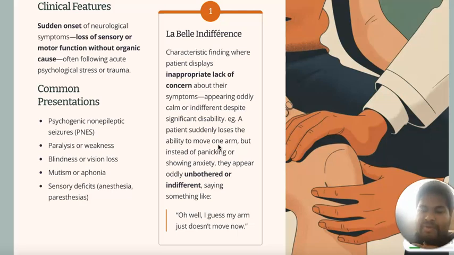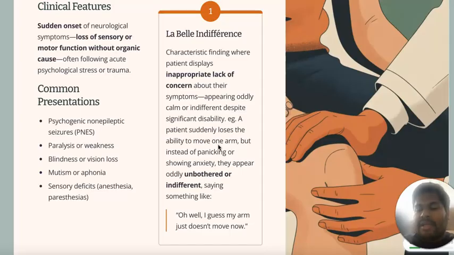Okay, so if the person with the conversion disorder here, the person will not be able to move one arm, but instead of panicking or showing anxiety, they appear unbothered or indifferent and say, oh well, I guess my arm just doesn't move now. Whenever a normal person's arm doesn't move, maybe because of a stroke or something, he becomes really anxious, right? But in conversion disorder, the person will become indifferent to something not moving, and this condition is called La Belle Indifférence.